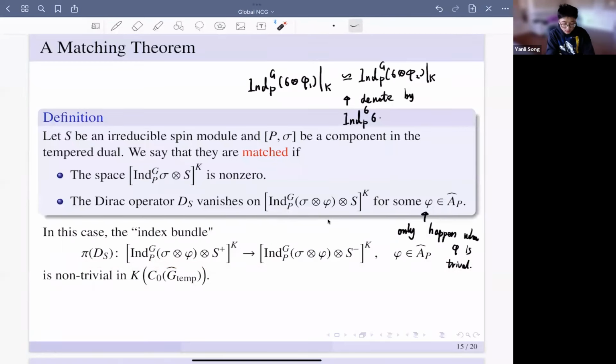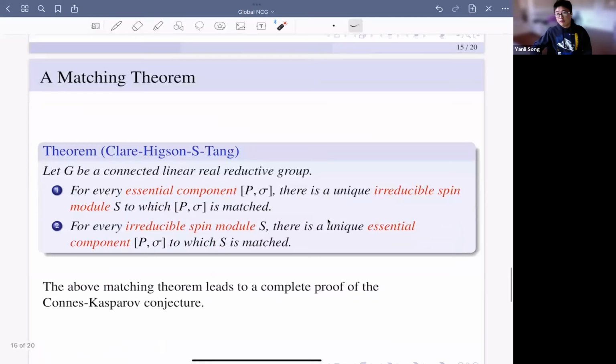So if you use the viewpoint of the vector bundle on the tempered dual, then the index bundle, what I just said, if they are matched, this part is non-zero and this operator vanishes at one point, then this will be non-trivial in the K-theory of the tempered dual, roughly speaking. So that's now our theorem. This slide is our main theorem.